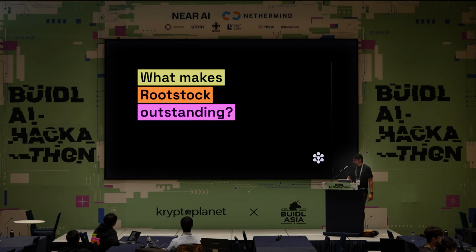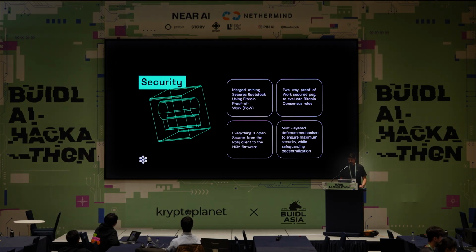So what makes Rootstock outstanding? First, the security. Merge mining is what secures Rootstock. We have proof of work, the same as Bitcoin. We have a two-way proof of work secure peg, which means that for one Bitcoin, we have one RBTC, which is the Rootstock native token. And everything is open source, not just the node, but also the HSM firmware, which is used for the protocol itself, for the bridge. And there are very different layers of defense systems. We can say that since 2017, when we started working, it has never been hacked or broken.